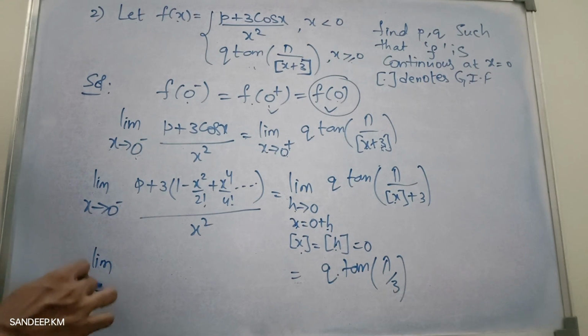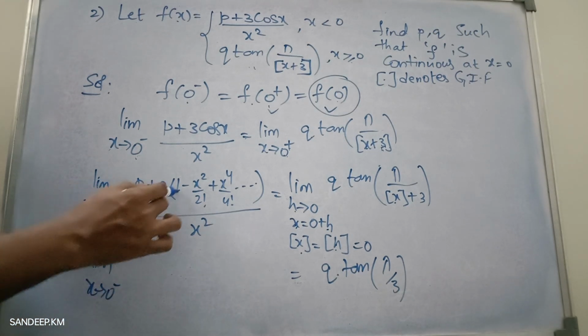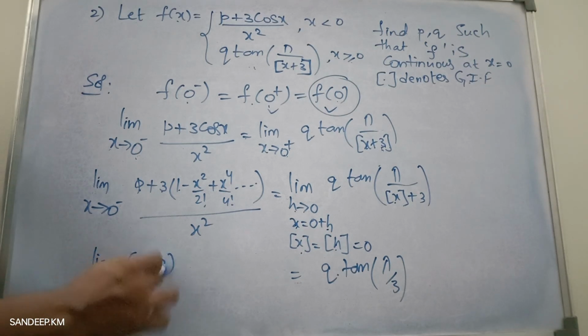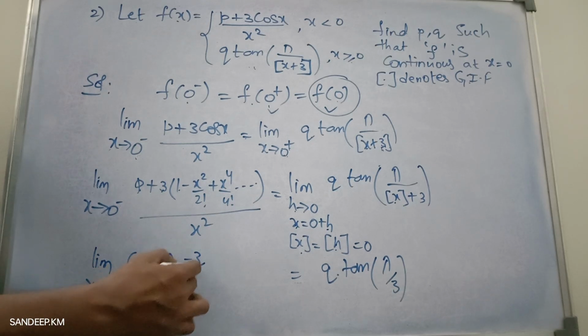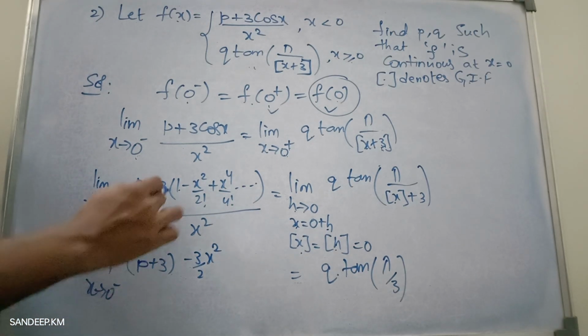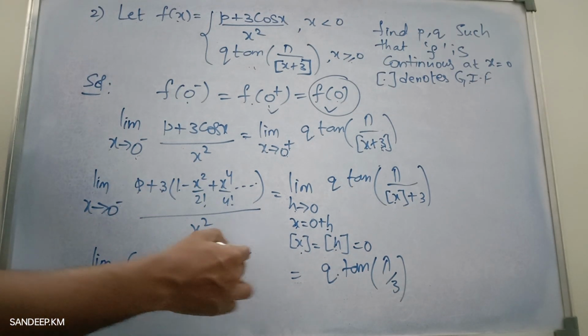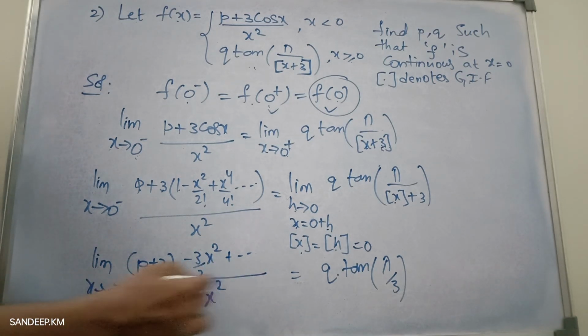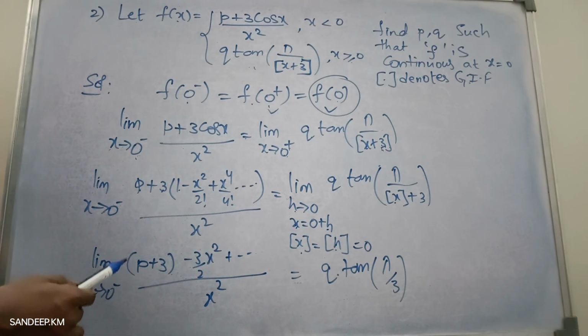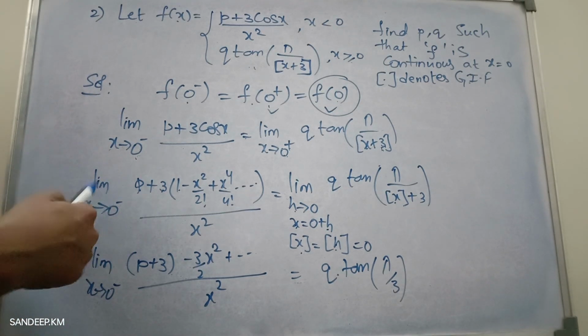Limit x approaches 0 minus, p plus 3 is constant. Next, what is the x square term? Only minus 3 by 2 x square. Now the remaining terms are not needed because they will become 0 in simplification, and the common denominator is x square. In these models, we have already discussed this in the topic of expansions using limits.